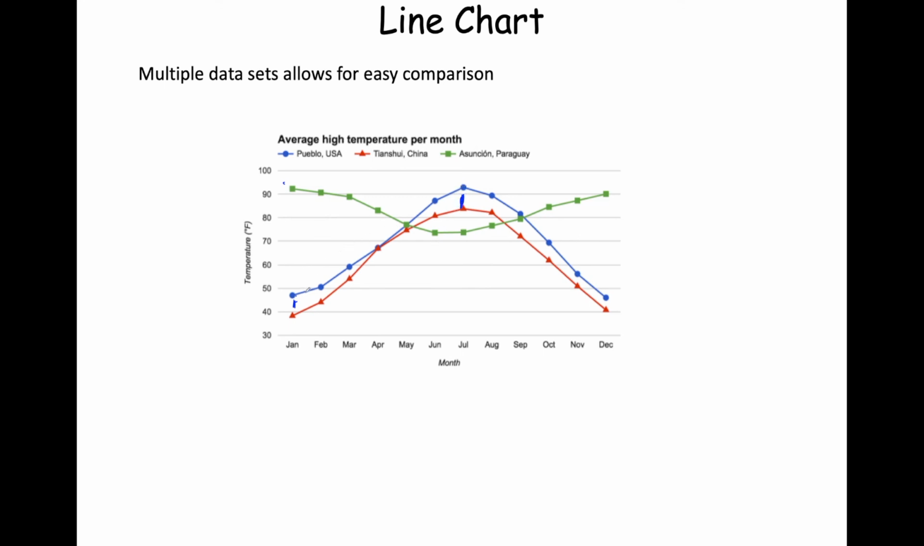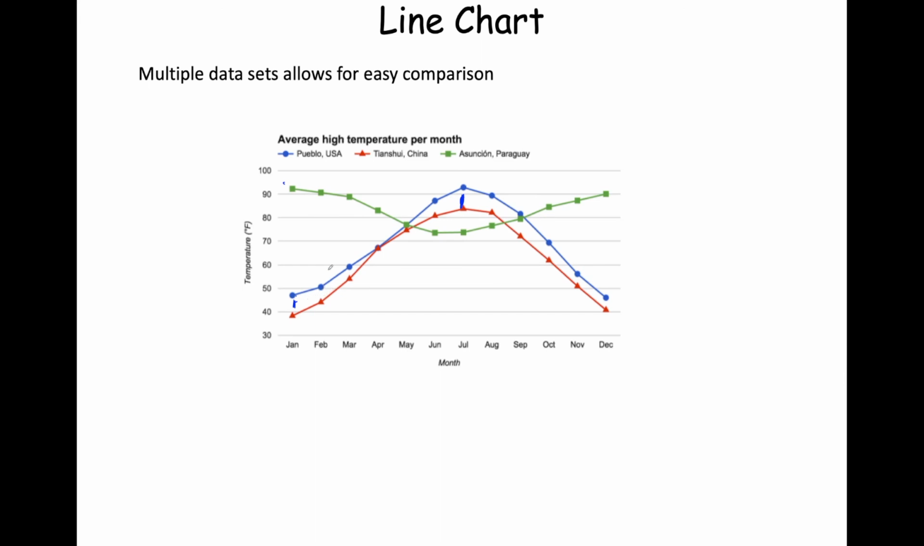And so that being said, if you look at them, Pueblo and Tianshui are very close to one another in climate or temperature throughout the course of the year versus Asuncion. So if you had a crop that you wanted to grow that grows well in Pueblo, USA, a better choice if you wanted to grow it somewhere else would be Tianshui and not in Asuncion.